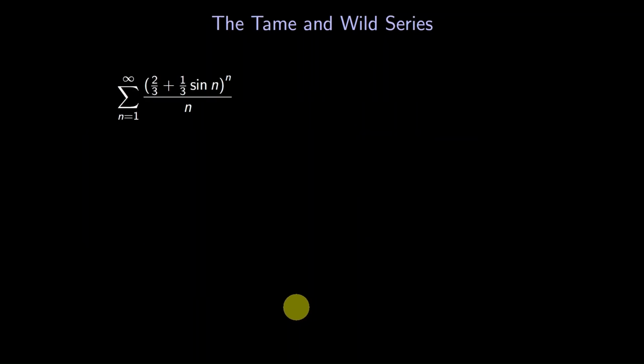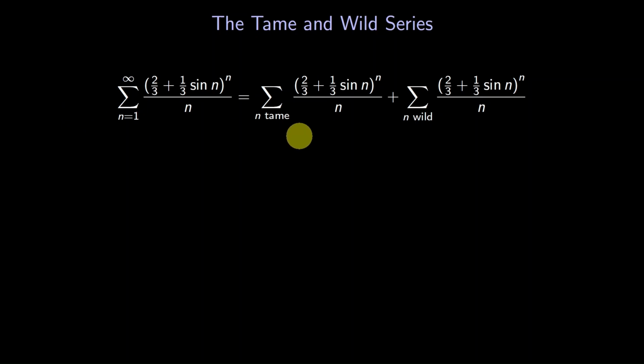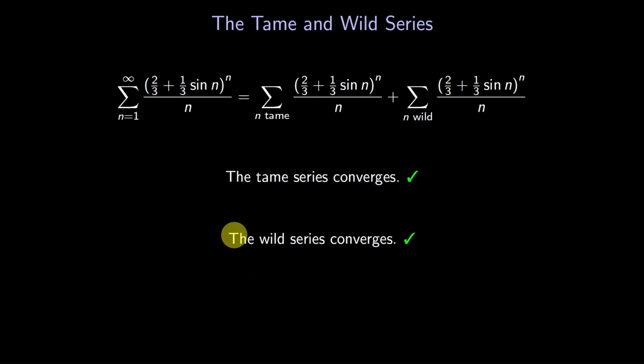Here is our original series. We split it into 2 parts. Early on, we showed that the Tame series converges. We just showed that the wild series converges. And so, the entire series converges. Hooray! In retrospect, splitting this series into 2 parts was the key idea of the solution. The Tame terms are tiny, and so their sum is small. On the other hand, the wild terms are rare, and so their sum is also small.